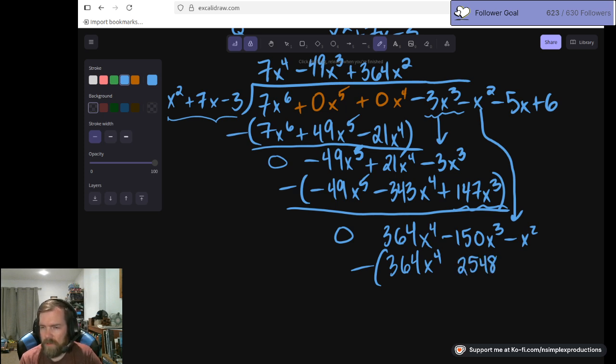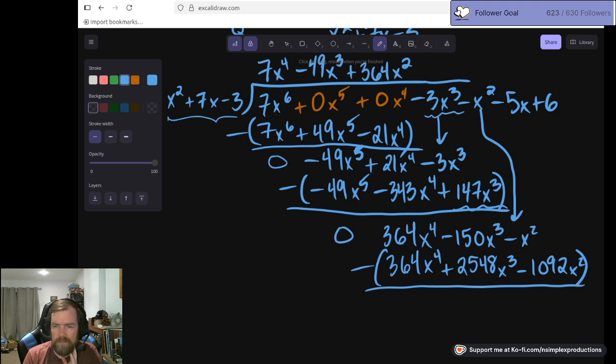2548 x cubed. This is in the positive. And then negative 3 times 364 is going to be 1092 x squared, and that is in the negative. Again, subtraction, going to get us 0 for the first one. This is going to get us a negative 2548 minus negative 150 is going to be a 2698 in the negative.